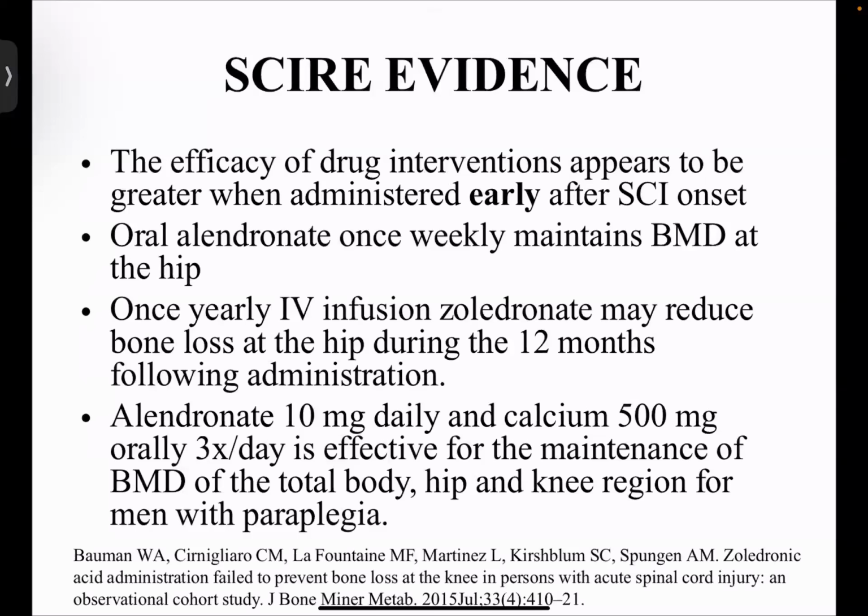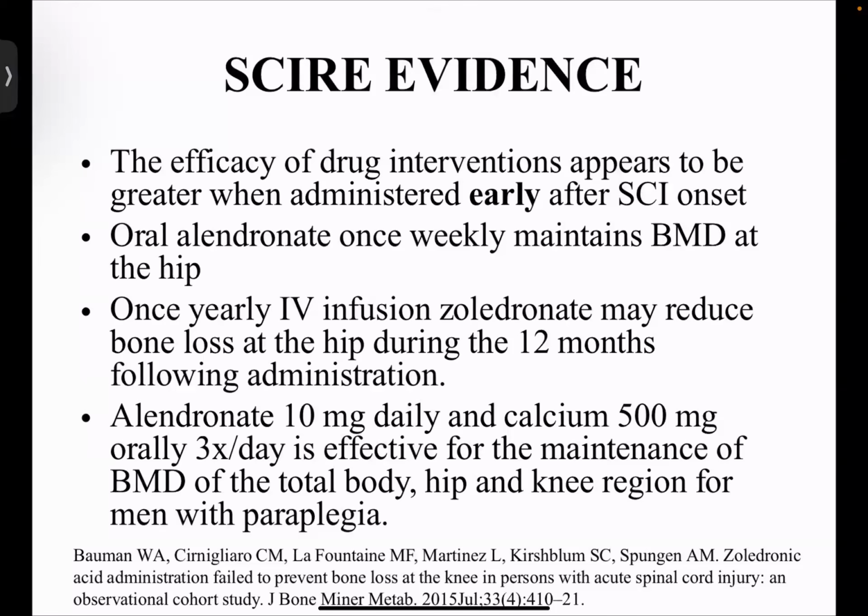Now, this is the spinal cord injury research evidence, that says that the efficacy of the drug, I'm talking about the bisphosphonates now, the efficacy of the drug intervention appears to be greater when administered early after onset. Because we saw that the majority of the bone loss occurs at the acute phase of spinal cord injury. So if you have to stop that, you have to do the intervention at the acute or early stage.